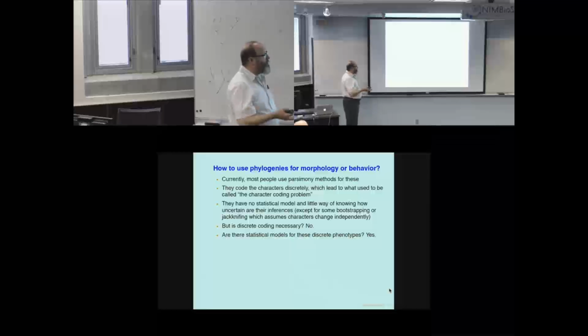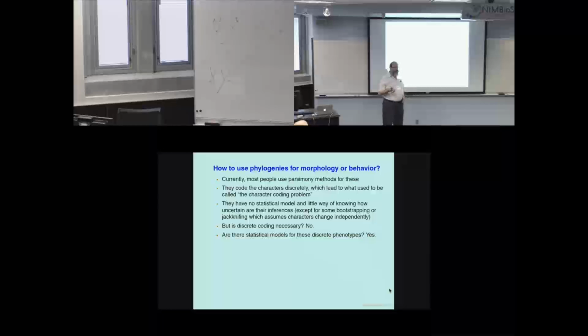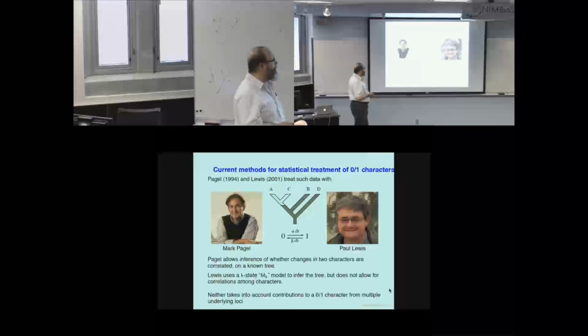Now, if you have to have a discrete character, if instead of a nice continuous scale you have something that is self-evidently discrete, then what do you do? There are statistical models for them. The one that's gained some traction was already mentioned by Brian, I think. Was it? Yeah. And that's Mark Pagel's and Paul Lewis's use of something that's now called the MK model.